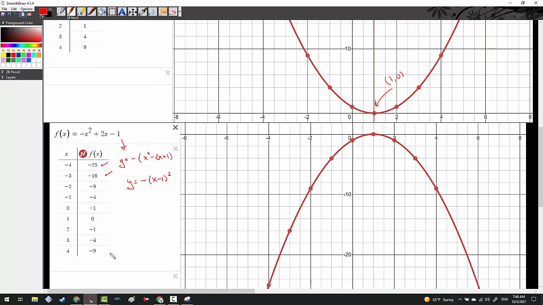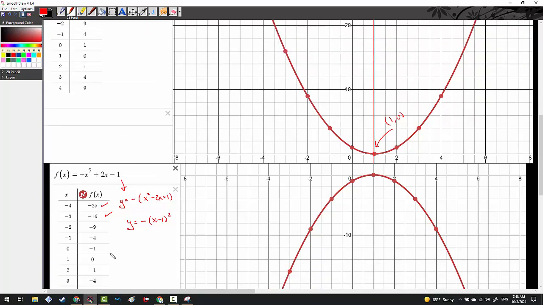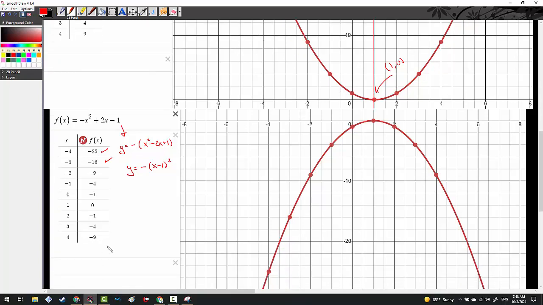So this is our investigation into the parabola, our very first kind of getting our feet wet. Eventually, we're going to learn a tool that will take away our need to use a table when graphing these. We will get to that very, very soon.